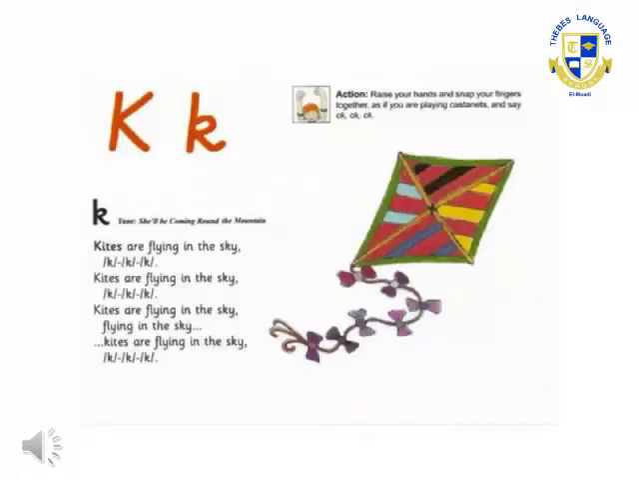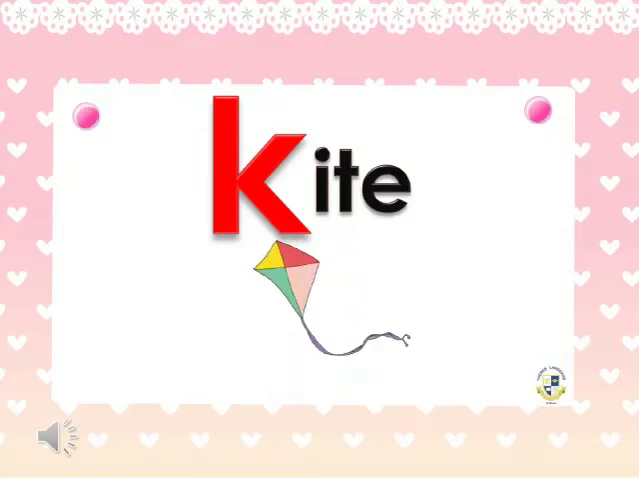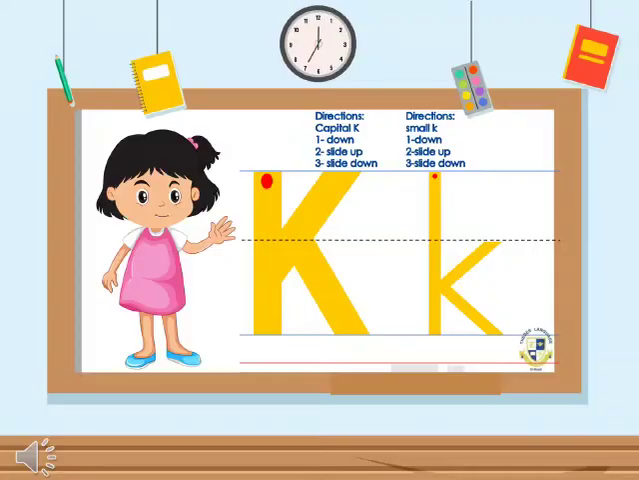Kites are flying in the sky. Let's spell the word kite. K-I-T-E. Kite. Now, let's learn how to write capital K and small k.